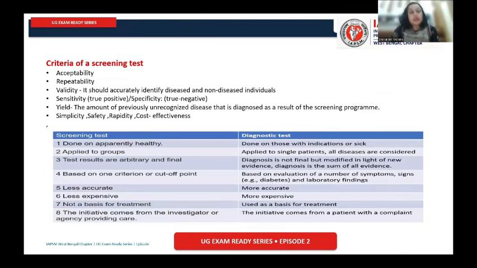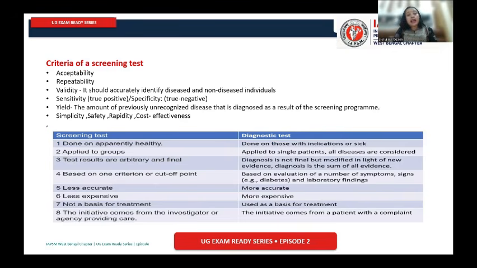Regarding the criteria of screening tests, it is acceptability, like some tests which are very acceptable. Suppose measuring a BP. Usually patients do not say no to it. But when you have to do a per vaginal examination or something like blood test where children are very scared of, so acceptability decreases. So any screening test which can be easily applied, which is easily acceptable, is successful. Repeatability is when you do the test over and over again, the results are same. So those tests become more useful.